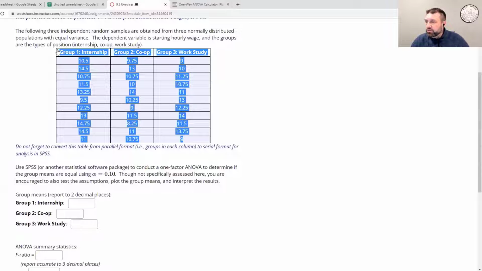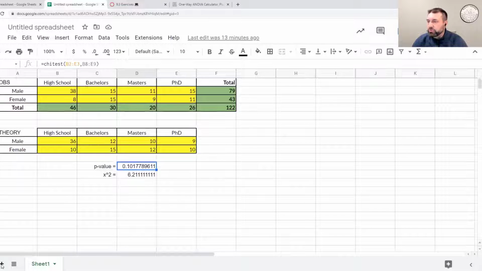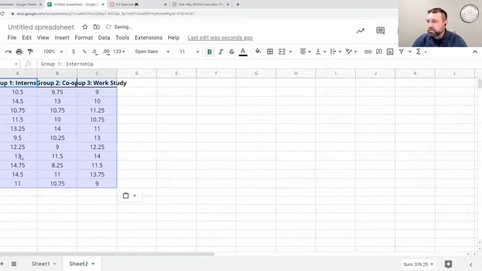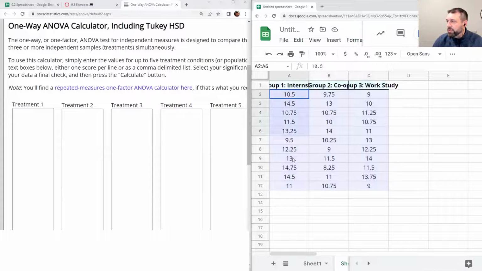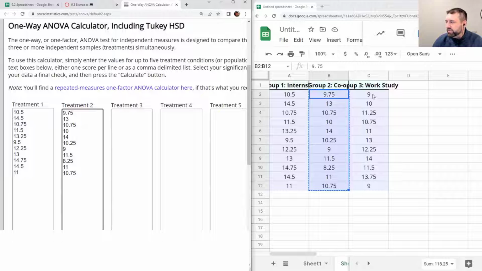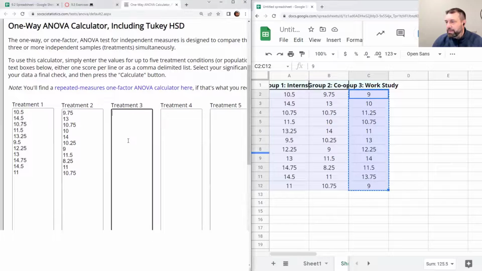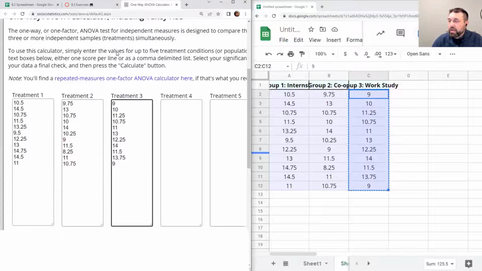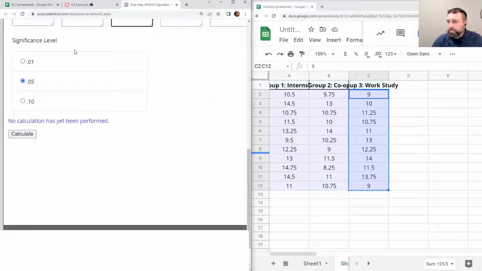The first thing I would do is highlight the data and paste it into a spreadsheet, just like this. So here's my data set. I'm going to copy this category number 1, copy paste. Category number 2, copy paste. Category number 3, copy paste. So now I've put all of my information into the correct columns for this website. And now I'm going to scroll down and pick 5% as my threshold, and I'm just going to hit the calculate button.